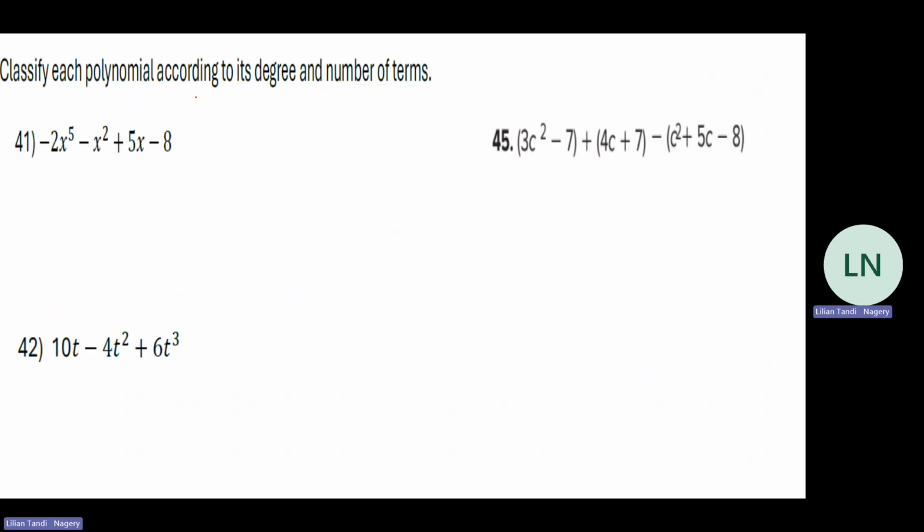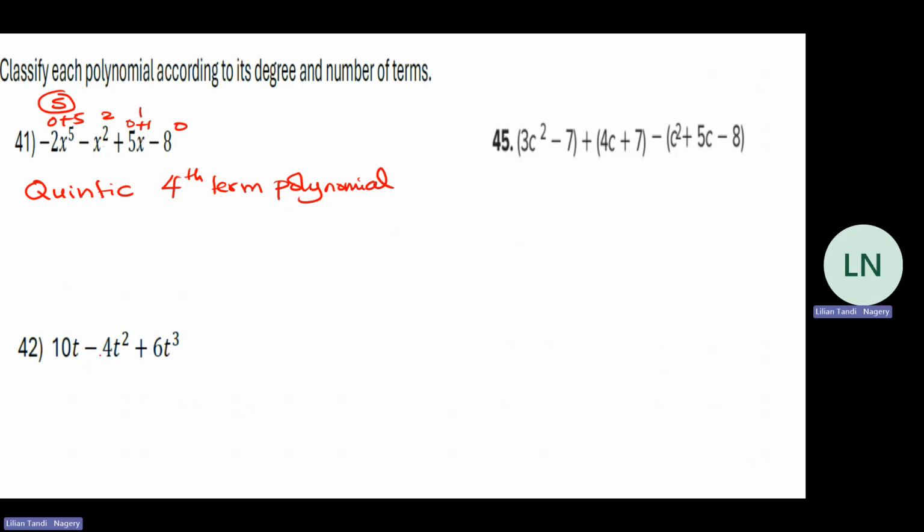Classify each polynomial according to its degree and the number of terms. 1, 2, 3, 4. Fourth term polynomial. Now let us do degree. 0 plus 5 is 5. This is 2. This is 0 plus 1 is 1. And this is 0. The highest degree is that. So quintic. This is a quintic fourth term polynomial.